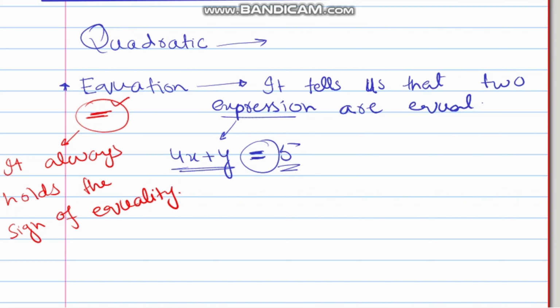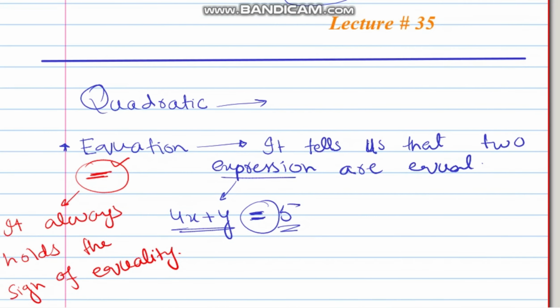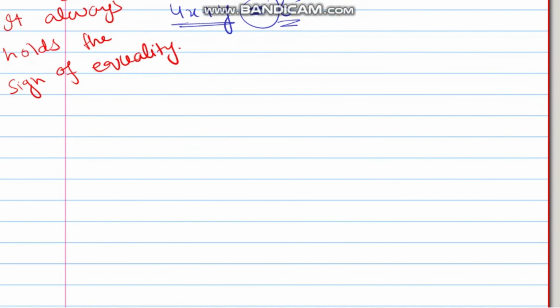It's very easy. If you understand the equation, then quadratic is basically a special type of equation. Quadratic means the power of 2. Just refer to the power of 2, nothing more than this. Okay, so now let me write the formal definition of quadratic equations down here.